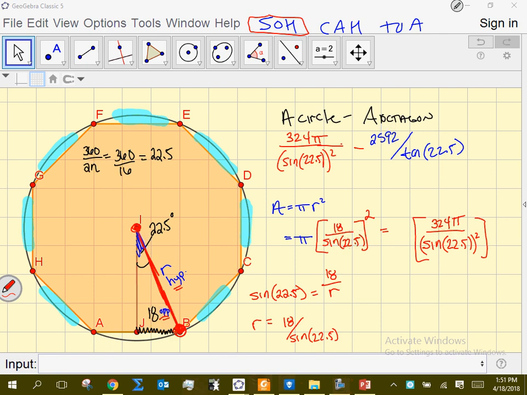3.14 was used in 5th grade, 6th grade, 7th grade, and 22 sevenths, the fraction, was used a lot. But those are approximations for pi, which means that if we use them in our area formulas, then our area is an approximation for what the actual area is. Does that make sense?